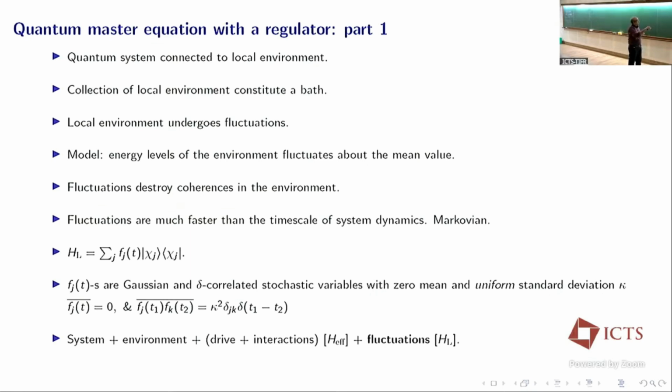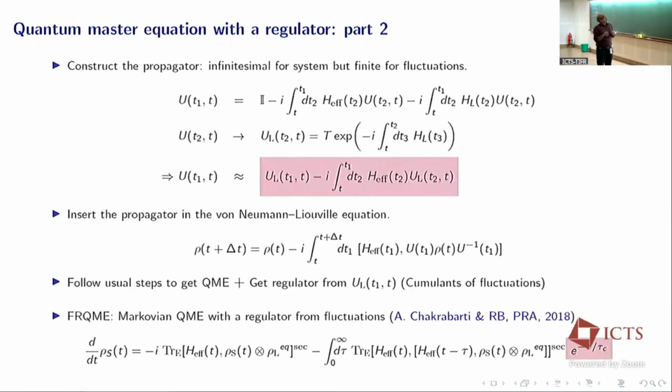So overall, we have a system Hamiltonian, we have the environment, and then any other interaction, drive, or interparticle interaction of the system, we call them H effective, and then we have the fluctuations. So these are the total set of Hamiltonians. And to construct the propagator, the next thing we do is we solve the Schrodinger equation, U dot is equal to minus iHU. We expand the propagator one time and split the Hamiltonian.